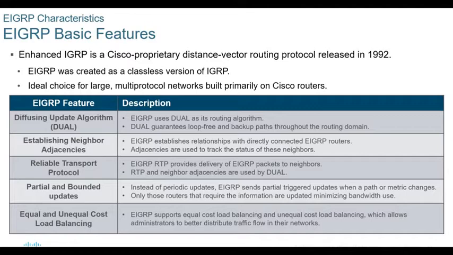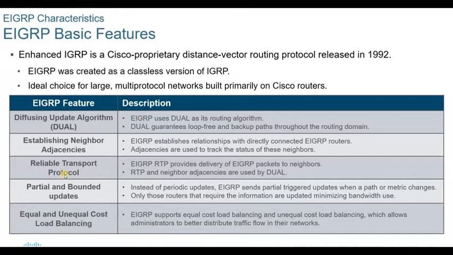EIGRP establishes relationships with directly connected routers that are also enabled for EIGRP. Later on we will be introduced to the proper syntax, using the correct code, so that EIGRP can do this. We have certain parameters to set up in order for this protocol to establish a relationship with its neighboring EIGRP routers.